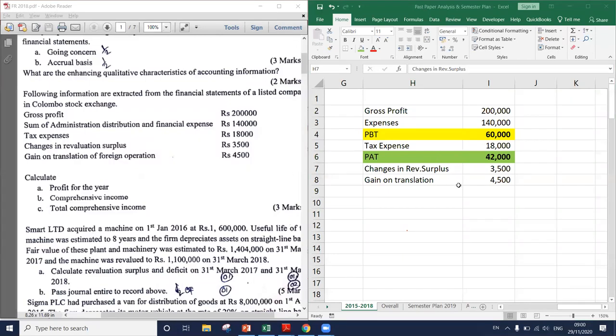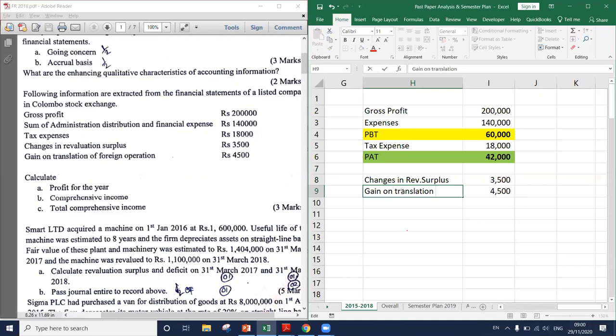Okay. Then we have these figures. These are what? Changes or gain from revaluation and gain on translation of foreign currency, right? These are the gains we received from the activities which are out of our control.